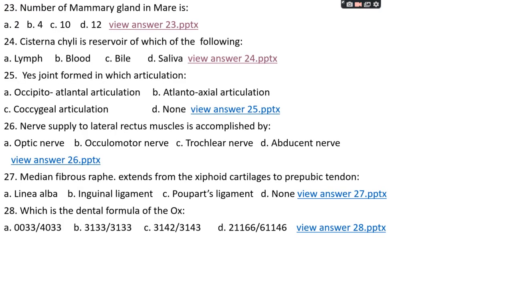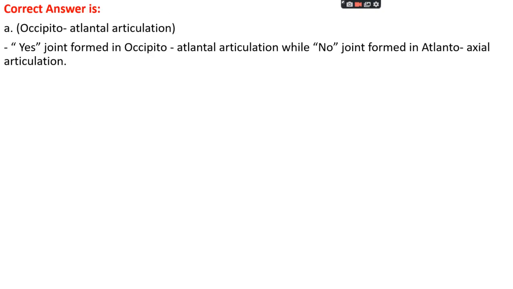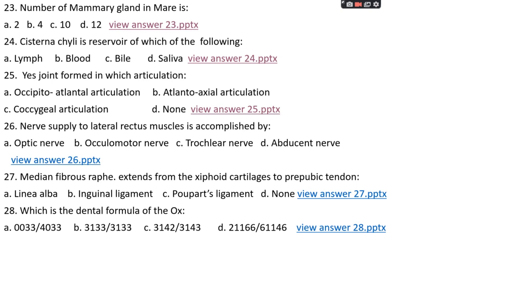Question number 25. Synovial joint forms in which articulation? Option A, occipito-atlantal articulation. Option B, atlanto-axial articulation. Option C, coccygeal articulation. Option D, none. The right answer is option A, that is occipito-atlantal articulation. Synovial joints form in the occipito-atlantal articulation, while no joints form in the atlanto-axial articulation.